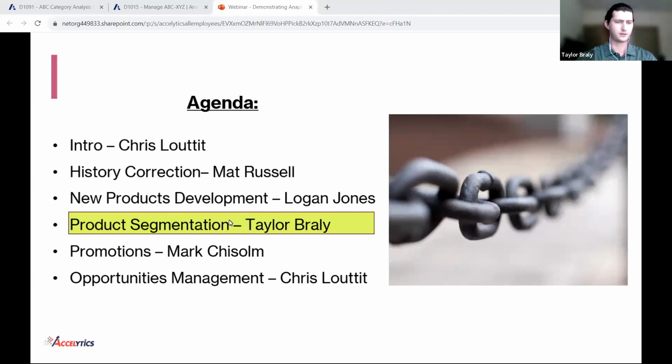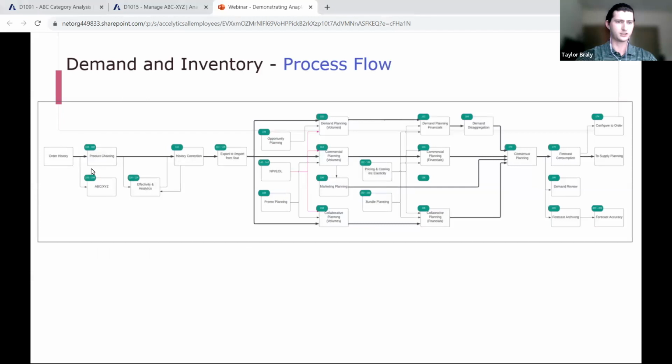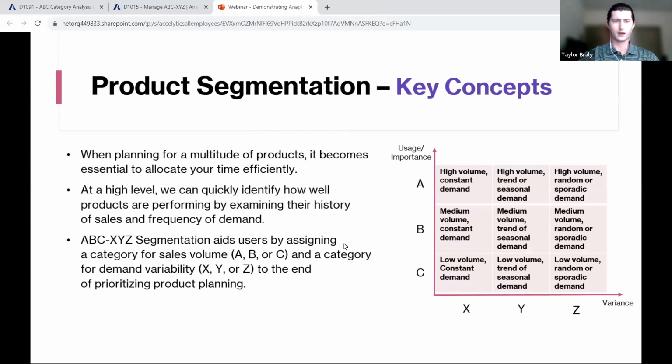I'll be talking about the product segmentation in terms of the supply chain apps for Anaplan. Here in the process, we're jumping around a bit in the presentation. We are near the beginning, right after loading the order history. We will then feed into the ABC-XYZ product segmentation. This will be for more informational purposes, to help guide and prioritize your time when planning for product segmentation or product planning.